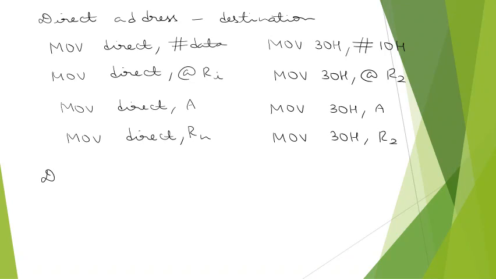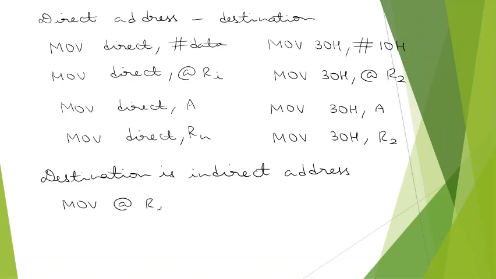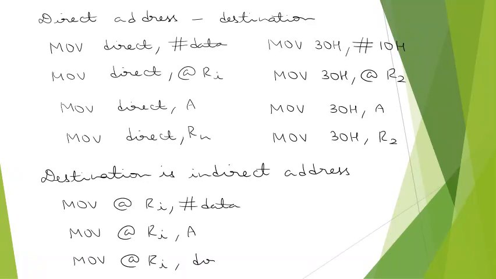Then when the destination is indirect address which is specified by the register R0 or R1, we have MOV @Ri, #data, then MOV @Ri, A, then MOV @Ri, direct.